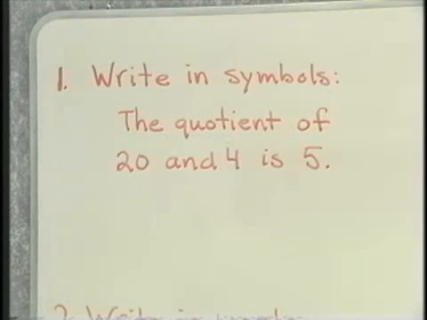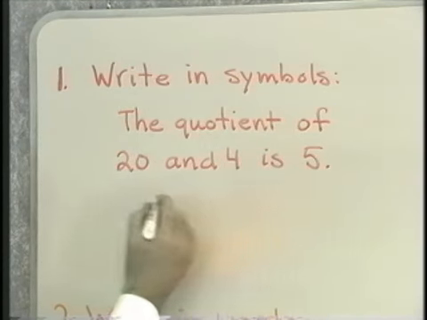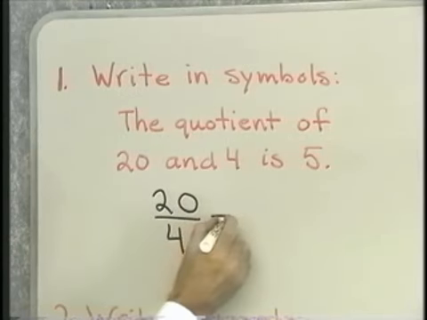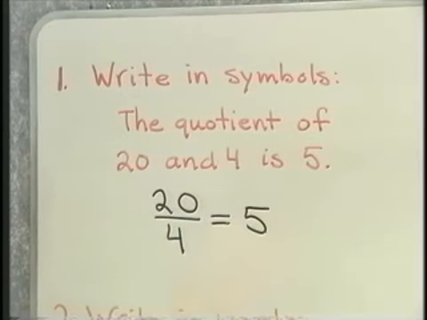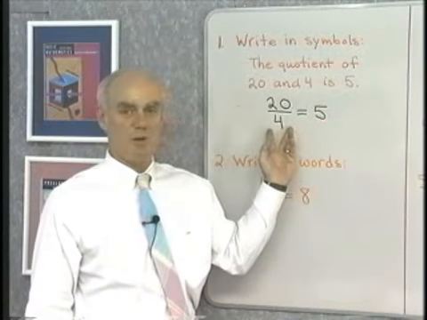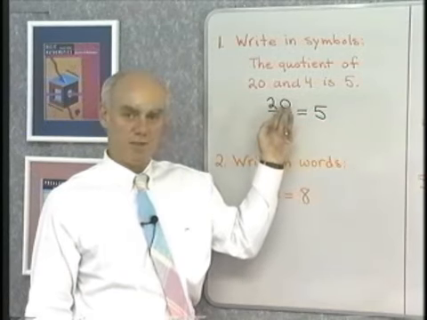First, we want to write in symbols. The quotient of 20 and 4 is 5. Well, one way to write that is this way: 20 over 4 is equal to 5. So this stands for the quotient of 20 and 4, and that's true, isn't it? 20 divided by 4 is 5 because 5 times 4 gives us 20.